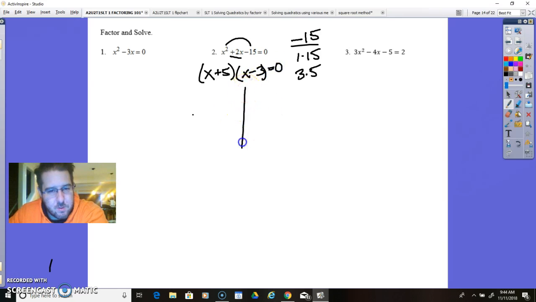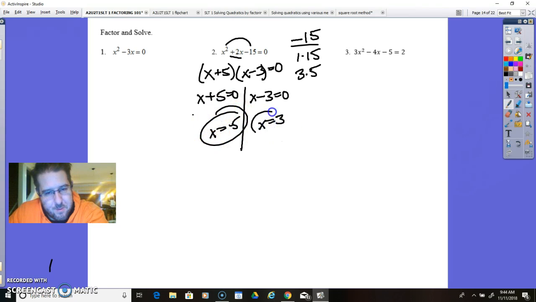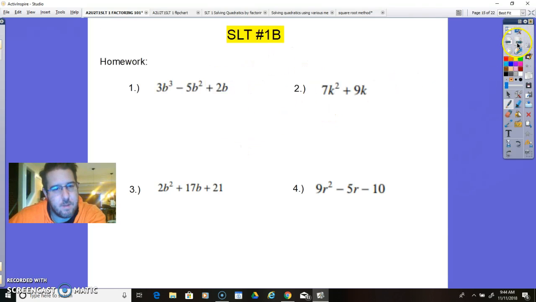Now that I've set it equal to 0, I'm going to use the zero product property, which states that anything times 0 is 0. I'm going to set each factor to 0. I get negative 5 for this side and 3 for this side. So, basically I'm just taking everything I've done before. I factored it first, and then I solved it.